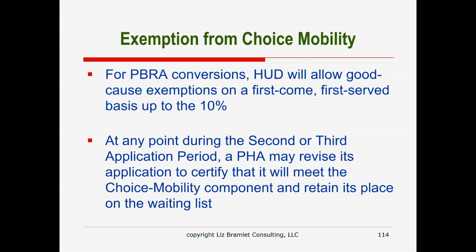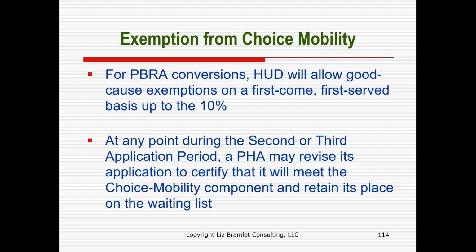Okay, now a PHA may revise its application to certify that it will meet the choice mobility component and retain its place on the waiting list. What they're talking about here, and this might be a change you definitely want to take note of, is if you're doing a PBRA conversion and you said you want to receive part of the 10% exemption from having to do choice mobility, and so you're on the waiting list, but HUD has already used up its 10% cap on being able to waive that requirement, then you will stay on the waiting list until HUD again has room under that cap to provide more exceptions. And so that could definitely delay you receiving a CHAP award because they're waiting on being able to give you an exemption from choice mobility.